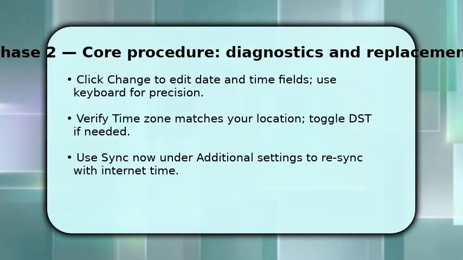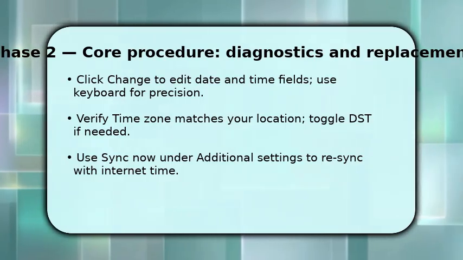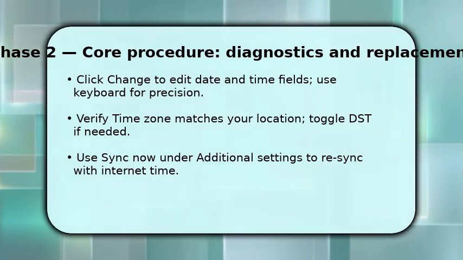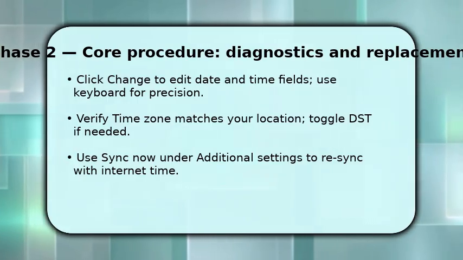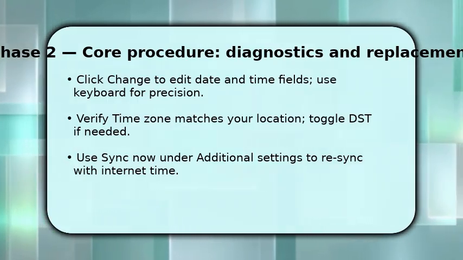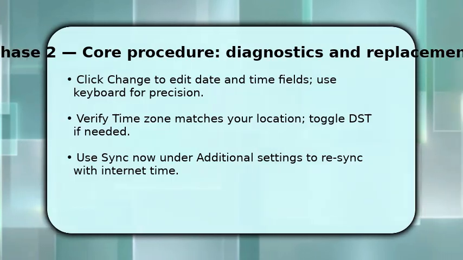Now you adjust the actual values. Click Change and type the correct date and time, using keyboard entry for accuracy. This avoids AM/PM mistakes. Next, check the time zone dropdown. Select the zone that matches your region and confirm daylight saving time settings if relevant.